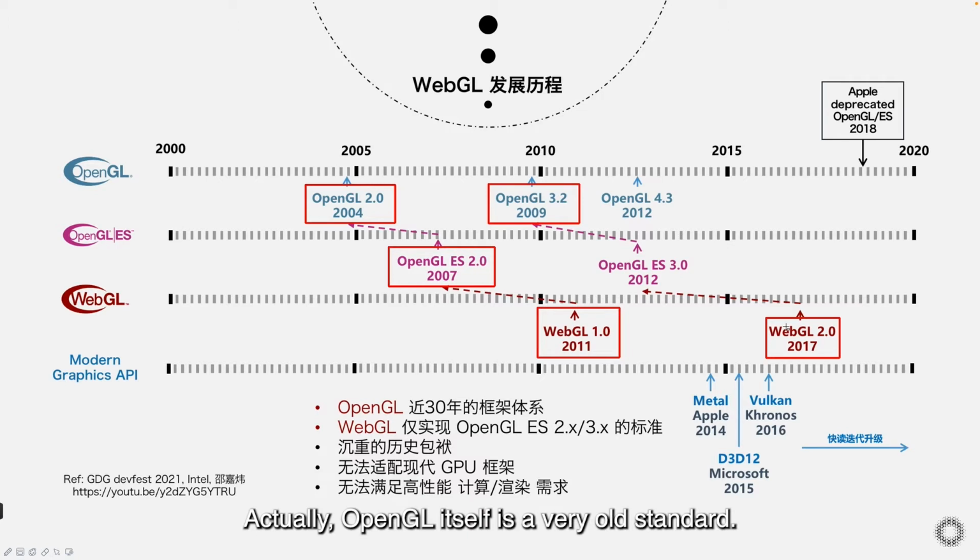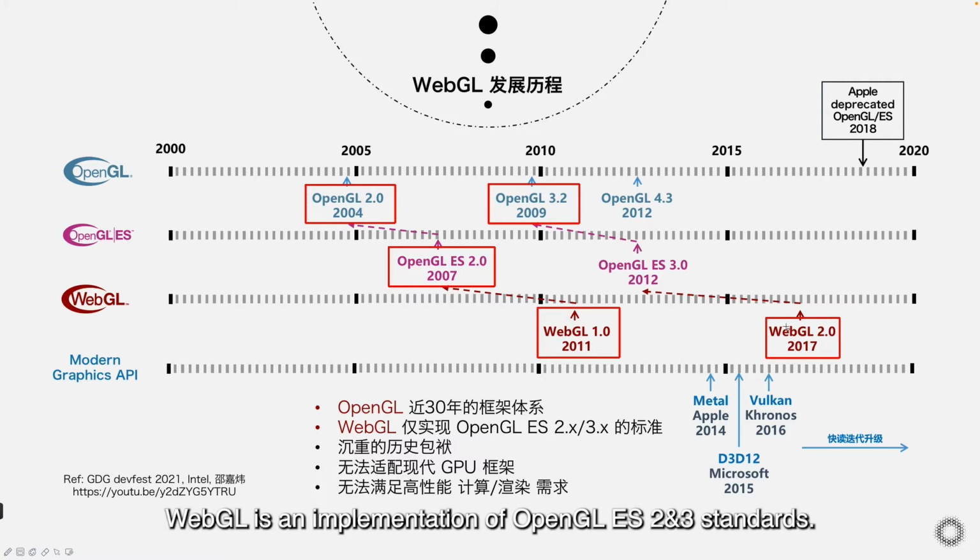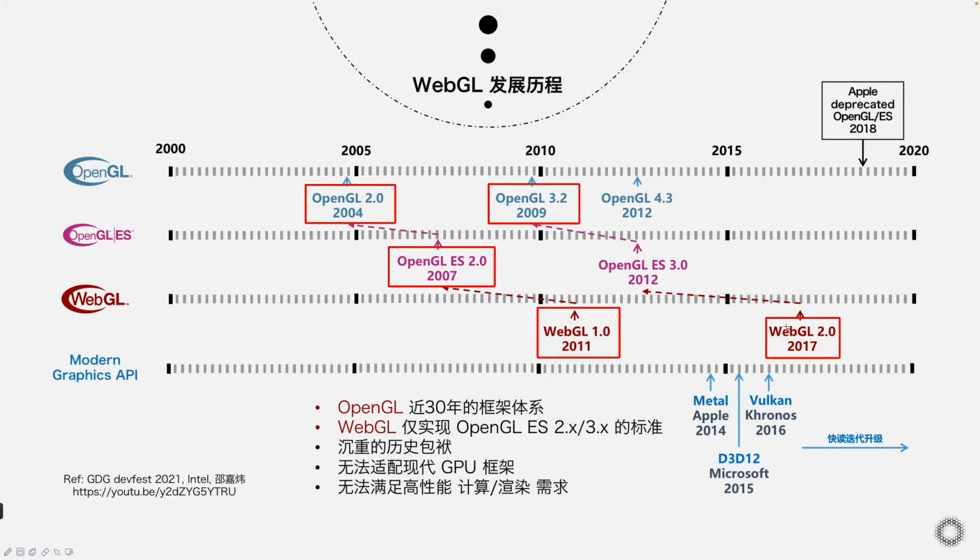Actually, OpenGL itself is a very old standard. It has nearly 30 years of history. WebGL is an implementation of the OpenGL ES2 and 3 standards. It can no longer make good use of the framework of modern GPUs, and there is no way to meet the required high-performance computing and rendering needs.